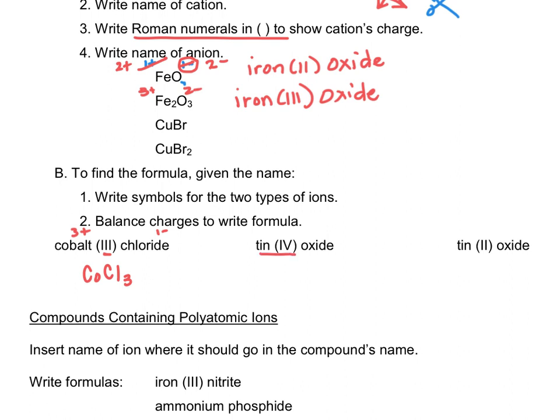Tin 4 means this is a 4+. And this is a 2-. So if I just cross my charges, I'm going to have Sn2O4. But remember, I have to reduce that. So this becomes SnO2. And then tin 2 means this is a 2+. This is a 2-, so it's just SnO.